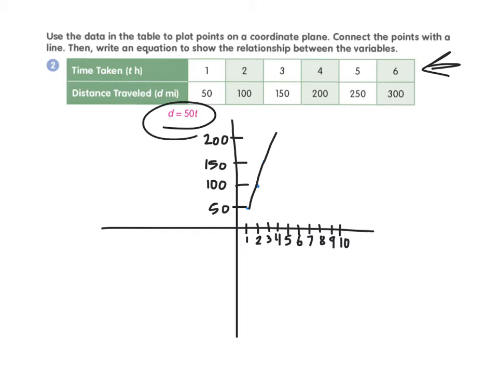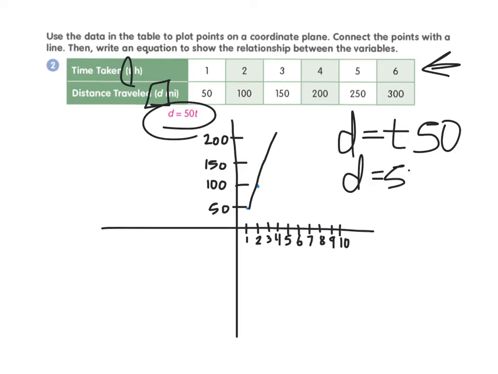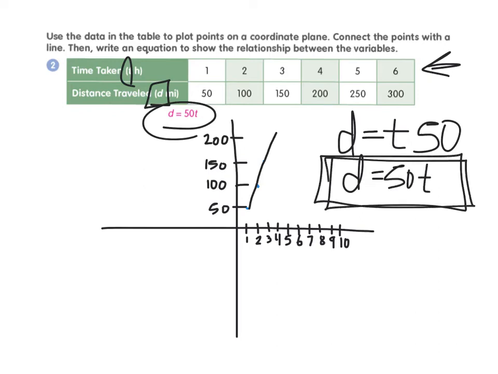So I write down the bottom, which they used a D for the bottom. So I'm going to say the bottom number D is equal to the top number T times 50. The bottom number is equal to the top number times 50, but they actually wrote the 50 first. That's how you're usually supposed to write it. So D is equal to 50 times T.